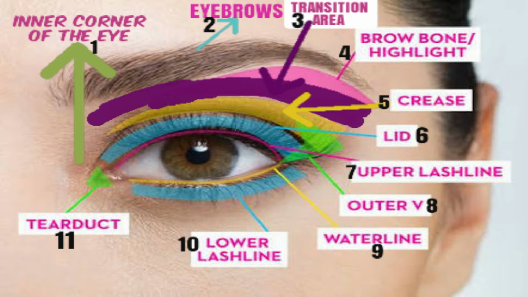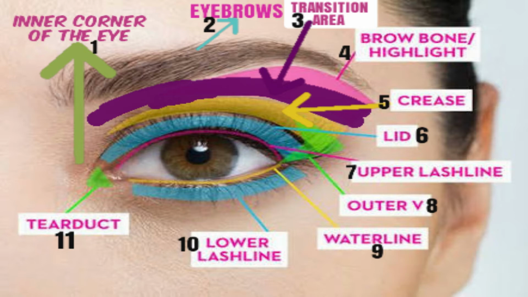Okay, now from the number 1, you see where the arrow is pointing at the inner corner of the eye. That is number 1. So whenever I say inner corner of the eye, that is what I mean. It's the innermost part of the eye. You can see the arrow pointing from that part up to the label, inner corner of the eye. Okay, number 2 is the eyebrows. The eyebrows, that part of your face on top of your eyes where you have the brow hairs, that is called the eyebrow.